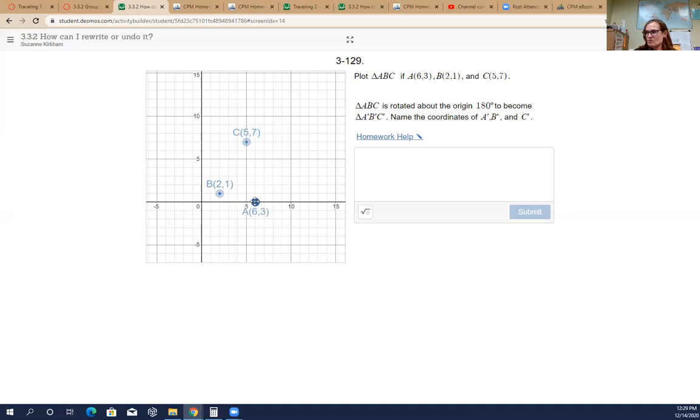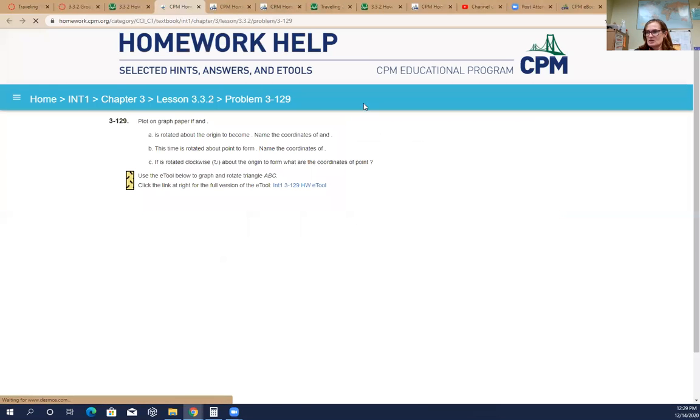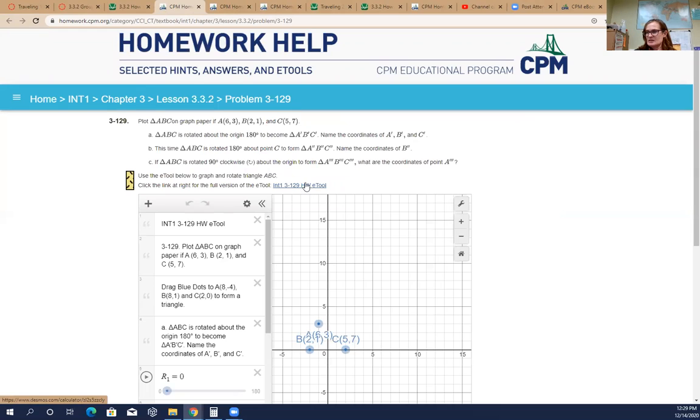So for A, I would go over 6, up 3. B, I would go over 2, up 1. And C, I go over 5, up 7. And then it will form a triangle as soon as all the dots are in the right place. Okay, so as soon as you're done with that, click on the homework help page, and it will go to this page that has an e-tool.